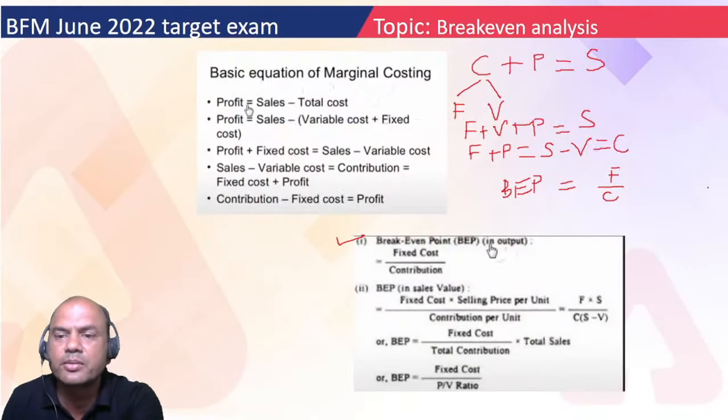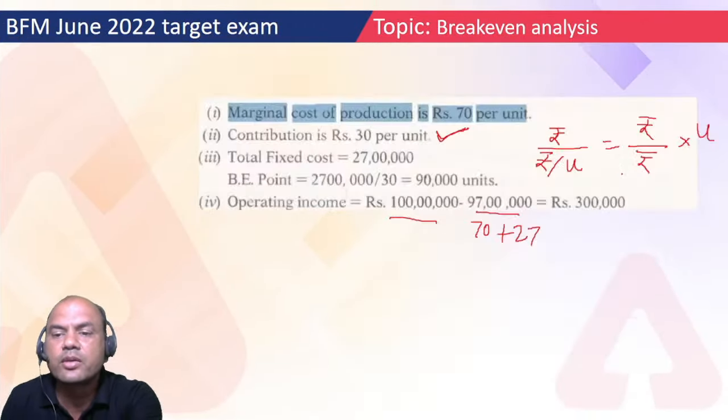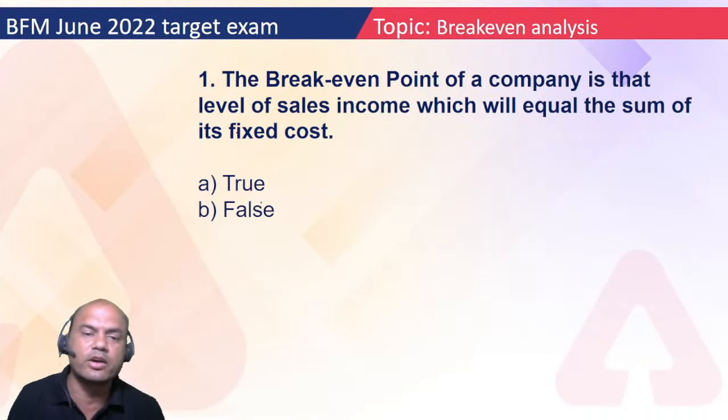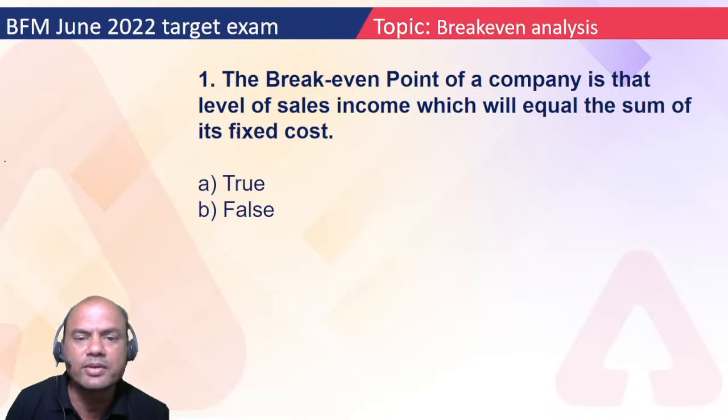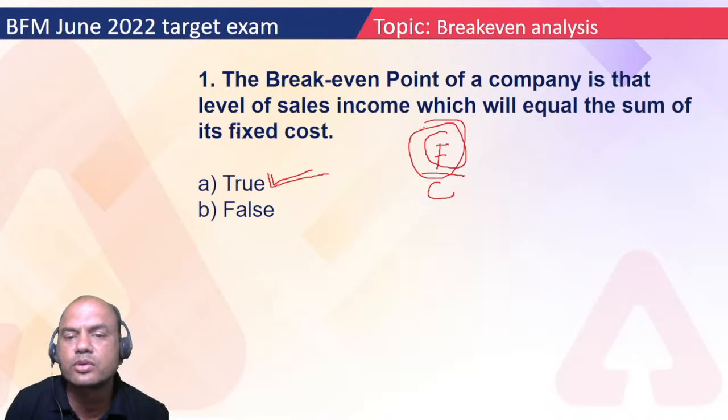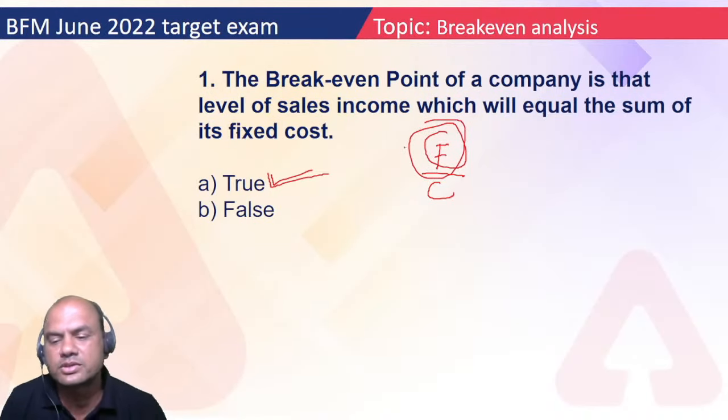Just now you saw the formula F upon C, right? So give me the answer fast. True or false? A or B? Everyone is giving correct answers now. The correct answer is true. It's not false, because it is F upon C, right? Break-even point is fixed cost. It relates to fixed cost only. It does not relate to variable cost over here.